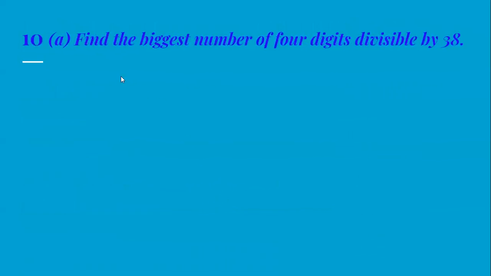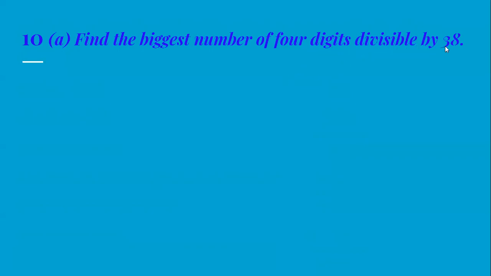The next sum, A, is: find the biggest number of 4 digits divisible by 38. Biggest number of 4 digits. Students, the biggest number of 4 digits is 9,999. 9,999 is the biggest 4-digit number.